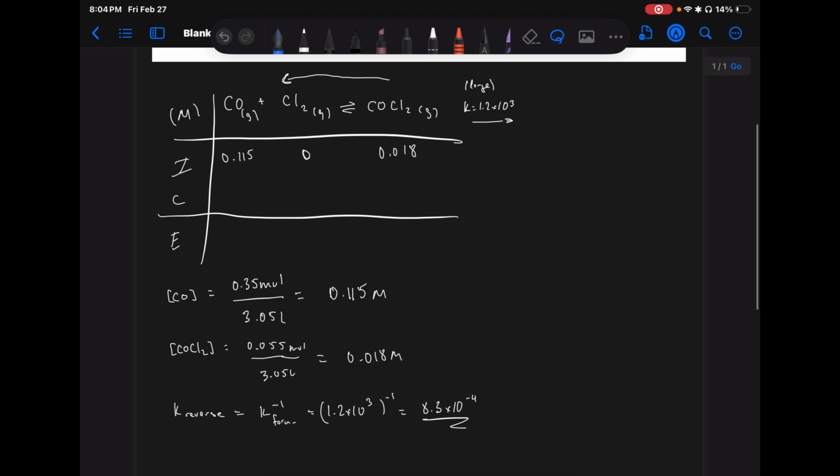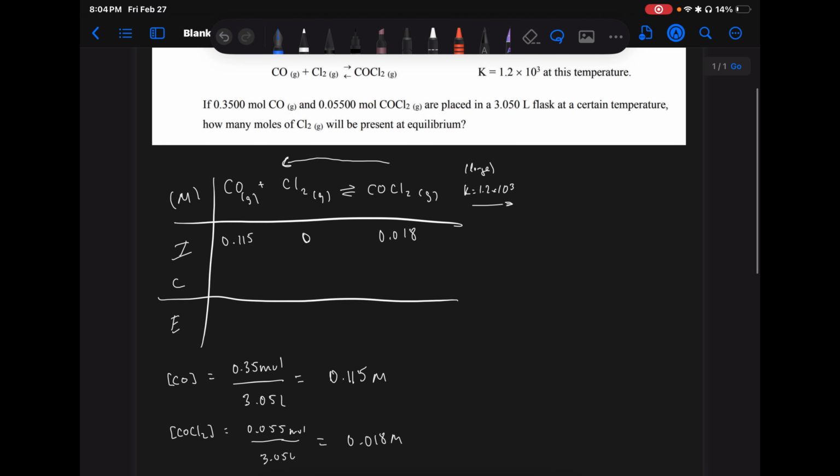Okay, so here we are. We got the K reverse. If we know that this reaction is happening in reverse, that means the reactants must be getting plus x and the product minus x. So therefore, the equilibrium concentrations will be 0.115 plus x and 0.018 minus x.